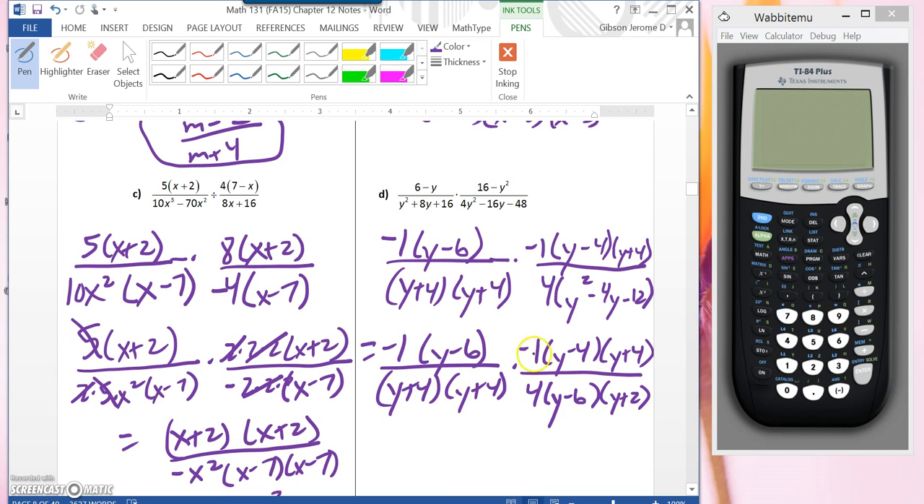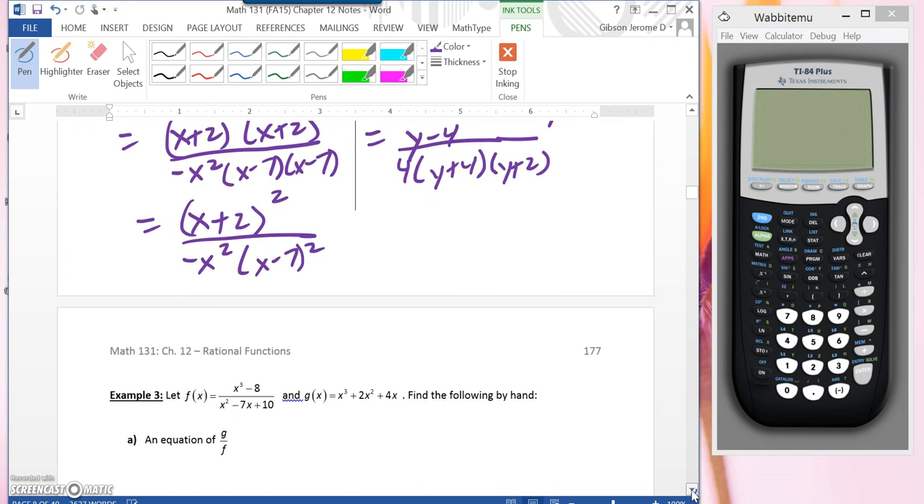And then we could simplify this out. Y plus 4 and y plus 4 simplify out. Y minus 6 and y minus 6 will simplify out. So a negative times a negative is positive, and that will leave us y minus 4 in our numerator. Now in our denominator, we will be left with 4 times y plus 4 and y plus 2. And that is it.